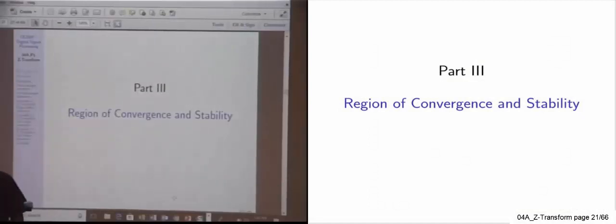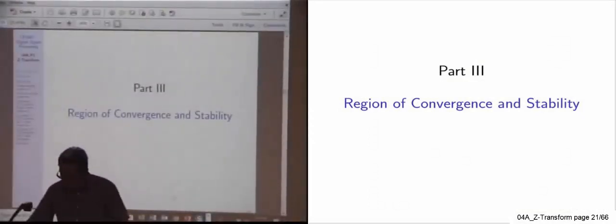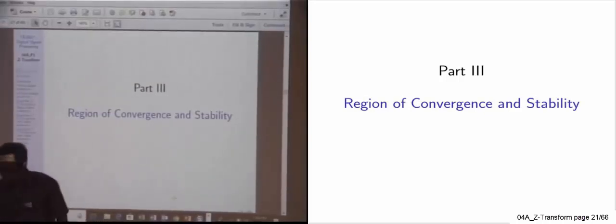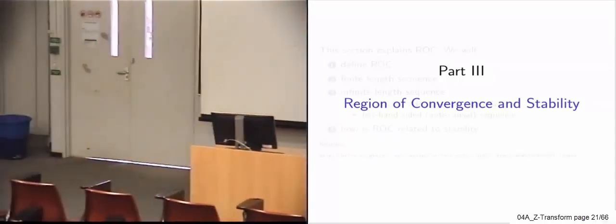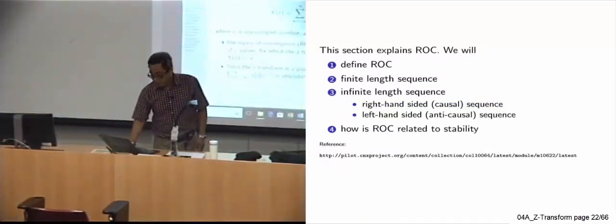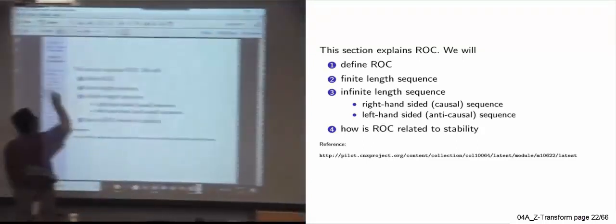Okay. Now, let's do this next part: the regions of convergence and stability. The region of convergence is about H(z), the values of z that will make H(z) not infinity. What do I mean? Let's begin with what we are going to do for this subpart.